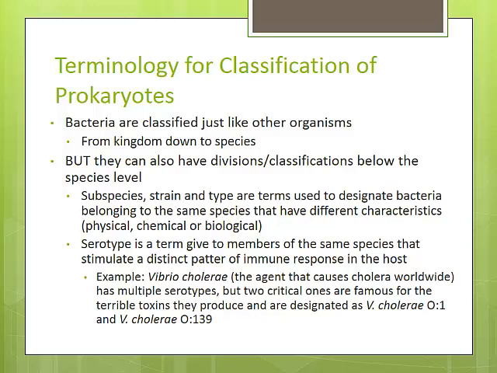We have two really famous ones, V. cholerae O1 and V. cholerae O139, and these are very famous serotypes because they produce specific toxins as part of the effort against our immune response. Serotypes are a type of classification below the species level. So it's important that we discuss this terminology for classifications of prokaryotes because it's a little different than what you might have seen in other realms of biology.